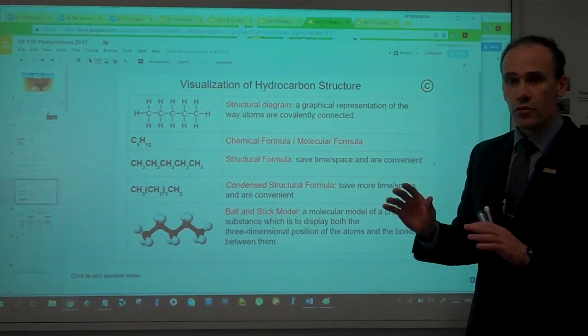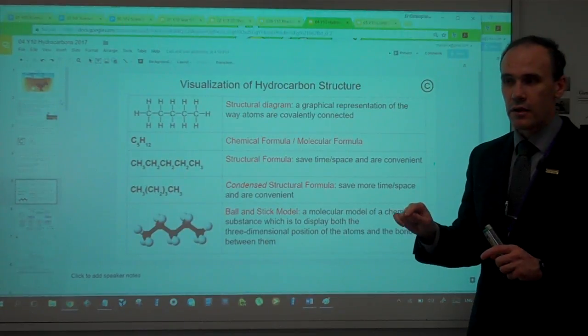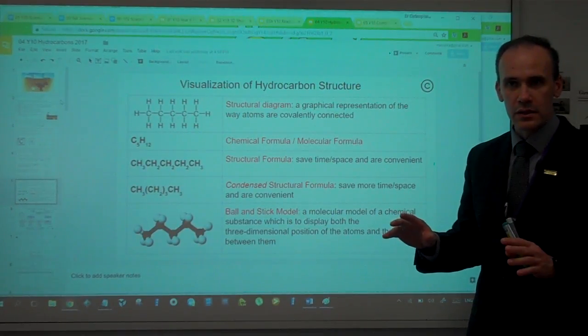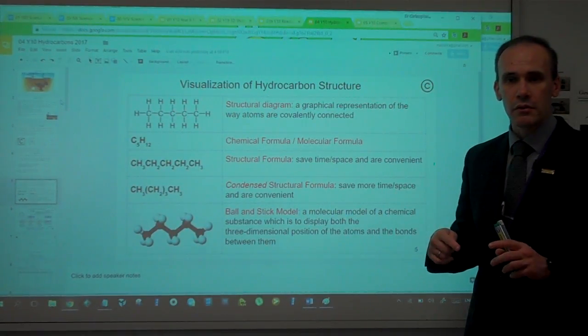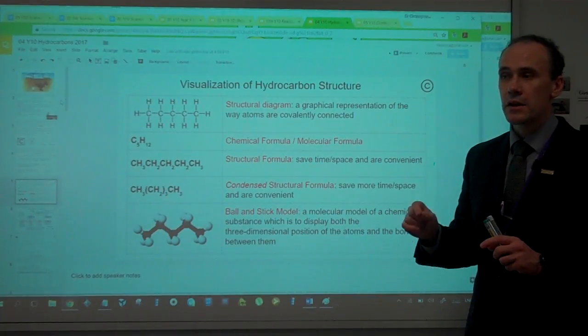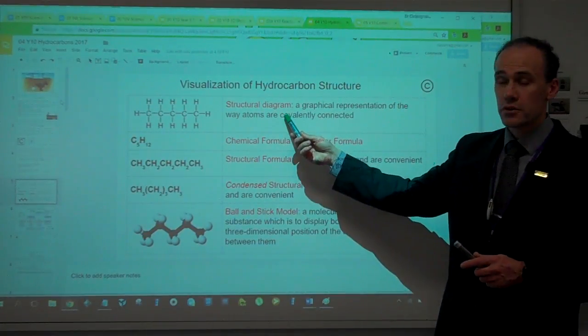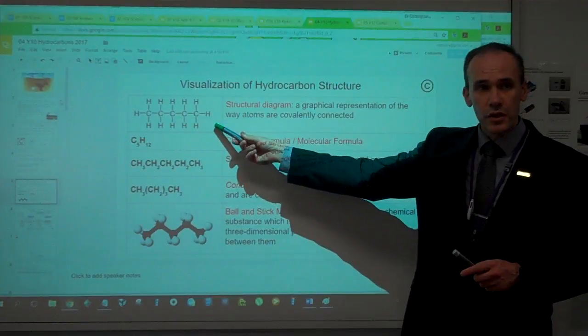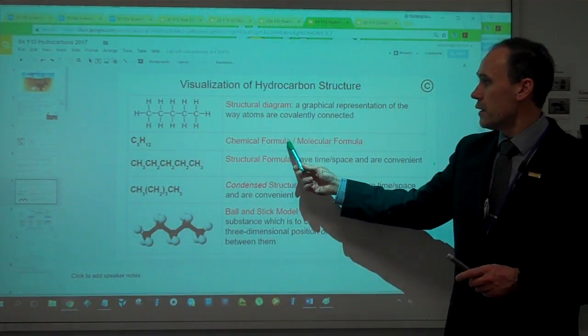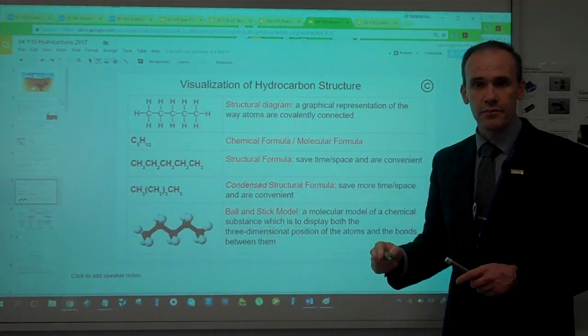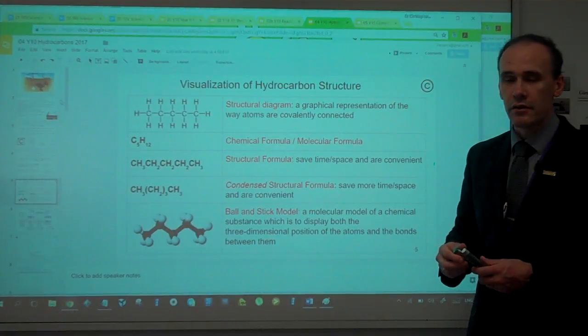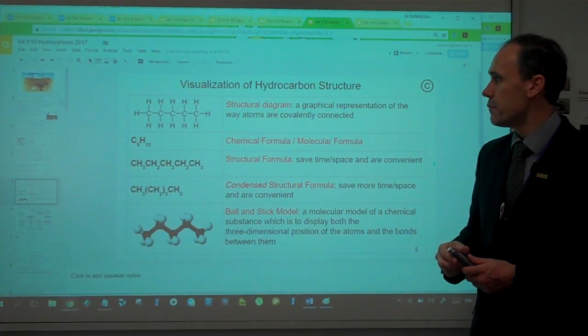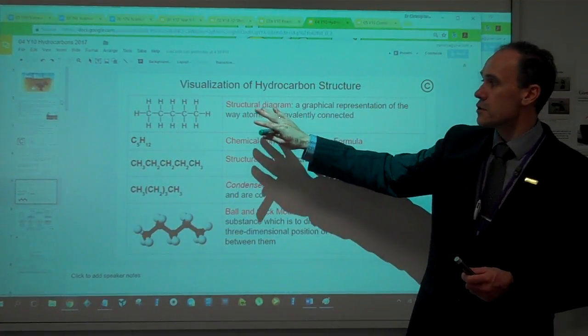We went through the test 2 days ago, and we're going through it again today. And I made sure the wording says structural diagram for diagrams, formula for formulas, just so it doesn't confuse people. So structural diagram is the drawing.